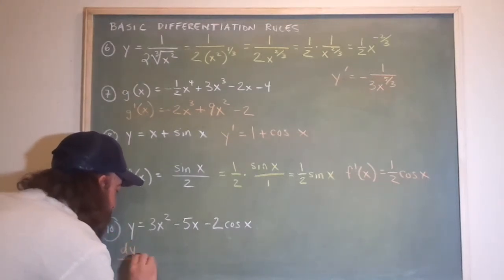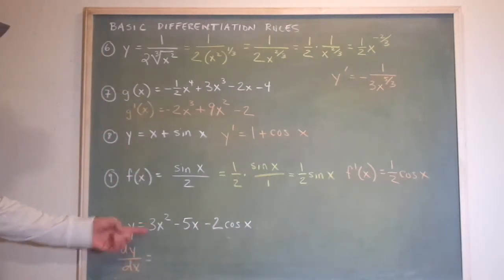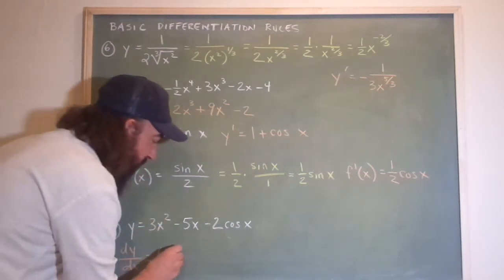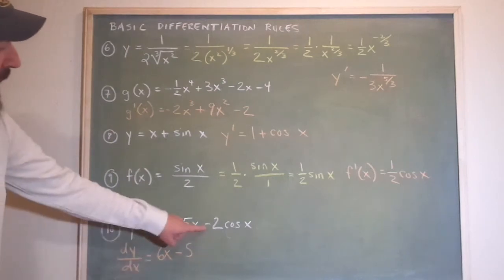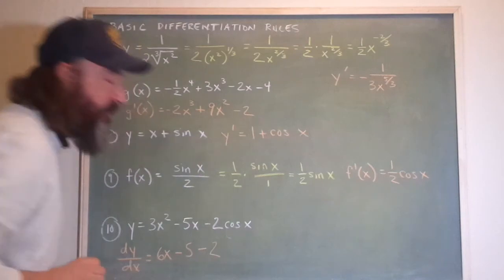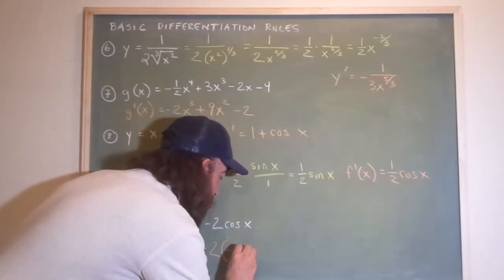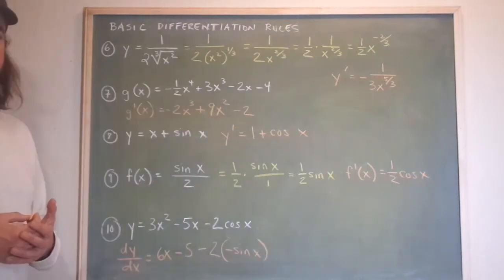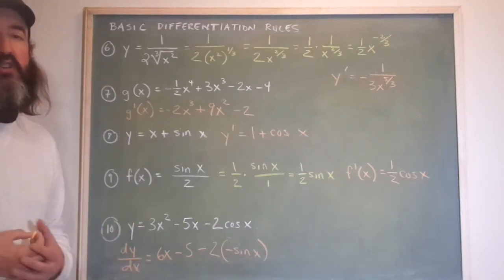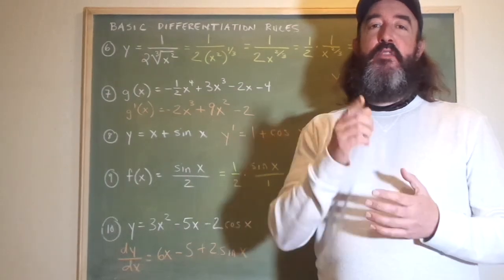The dy dx, or change in y over change in x of this function. Well, the derivative of 3x squared is 6x. The derivative of negative 5x is negative 5. And then I have minus, so I'll put minus. I have 2, which is a constant multiplier. And the derivative of cosine of x is negative sine of x. Well, of course, negative 2 times negative sine of x is positive 2 sine x. So there you have your basic differentiation rules. Now I think it's time for you to go try some.